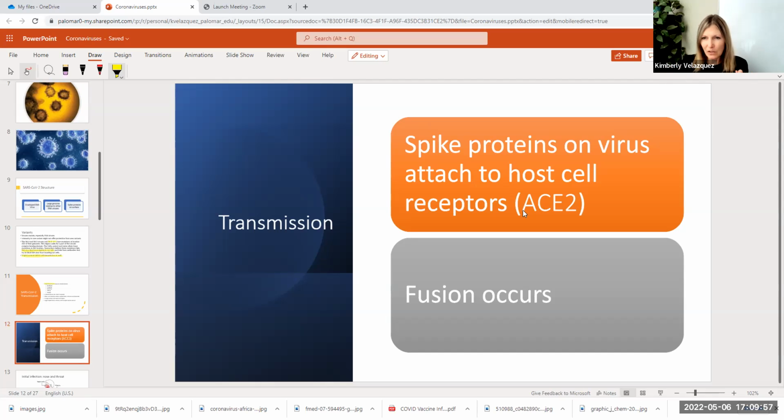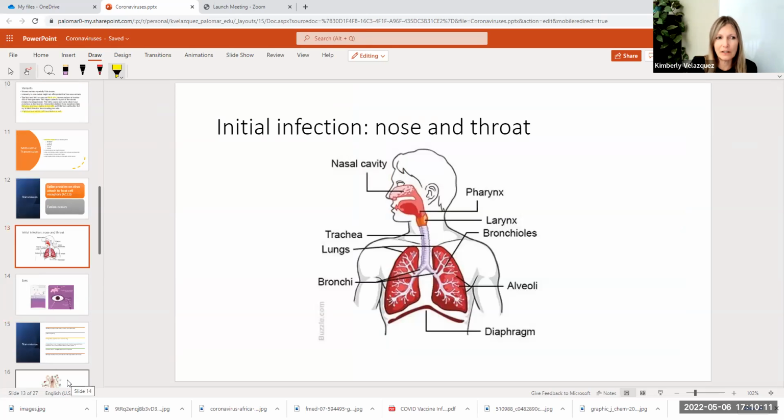And that's even better than just putting the key in the lock. Okay, so those spike proteins bind to the receptor, and then the two membranes fuse together, really ensuring infection of the host cell by that virus. The initial infection occurs in the nose and throat. Primarily, this upper region of your nose is the favorite place, these epithelial cells and other cells here that have that ACE2 receptor. And then the lower throat here, just above the larynx.